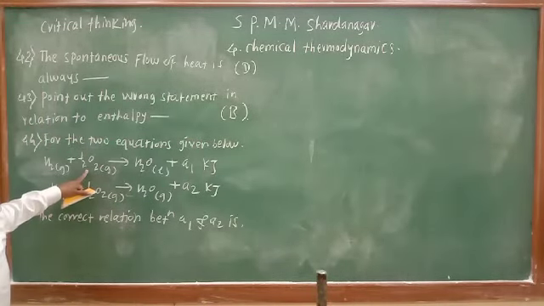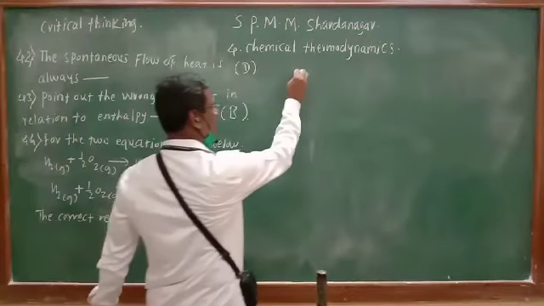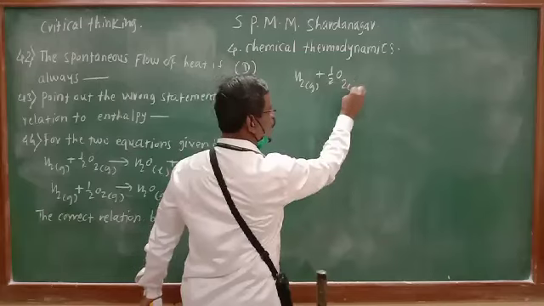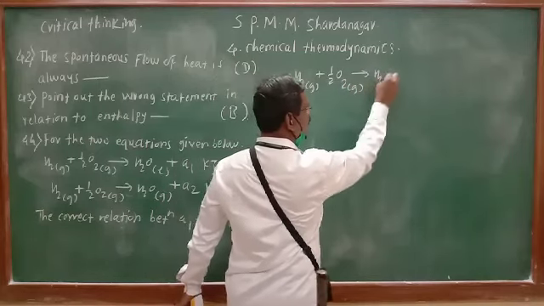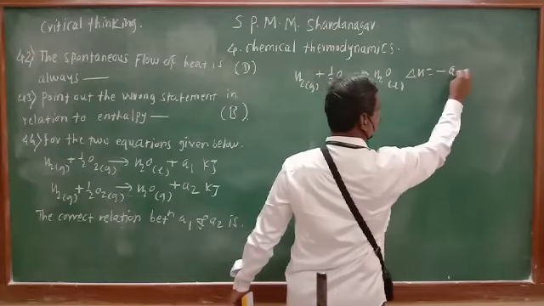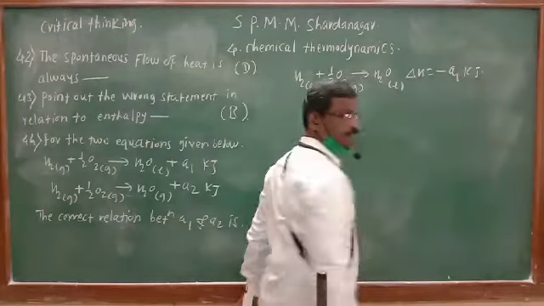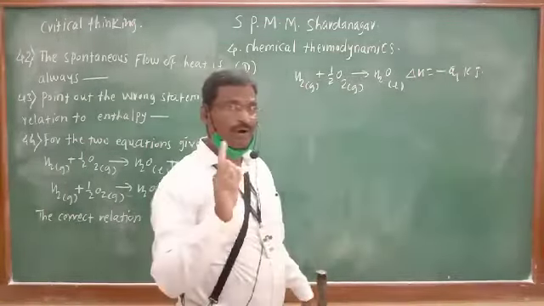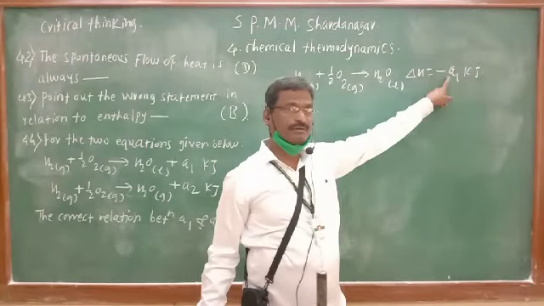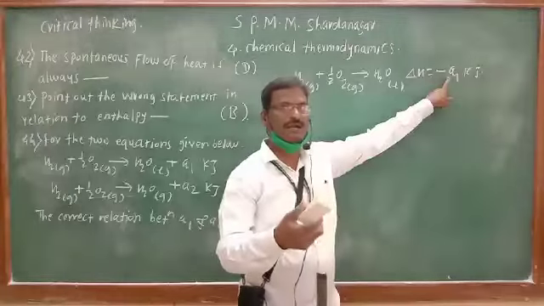For the first reaction, calculate delta n. H2 gas plus half O2 gas giving H2O liquid. Delta H is equal to minus A1 kilojoule. Can you tell me why I have taken the negative sign? Negative sign because heat is evolved.